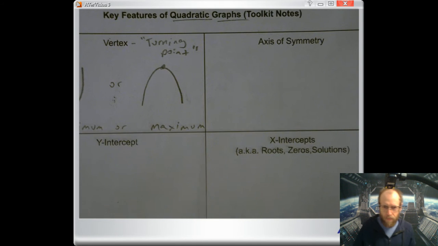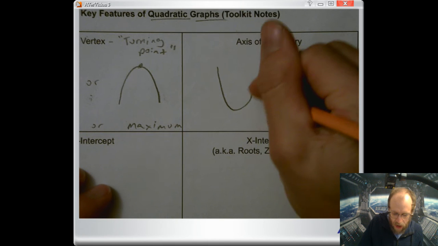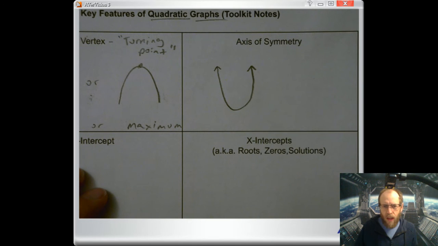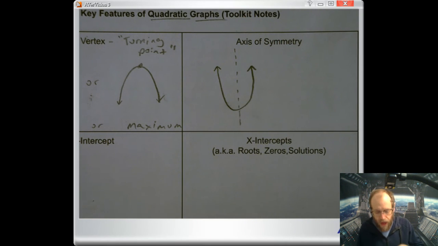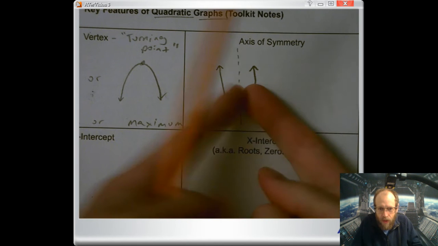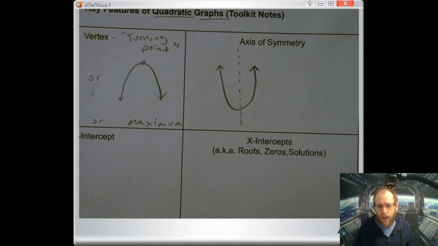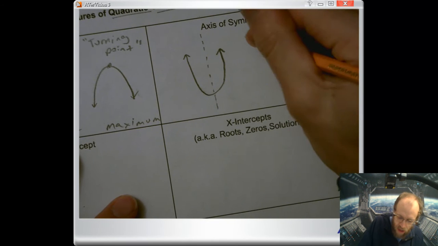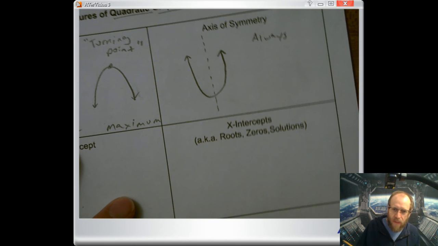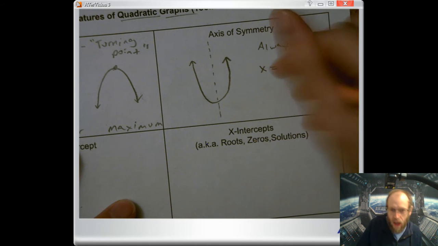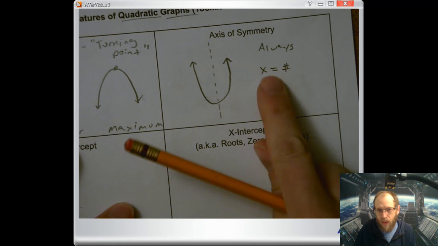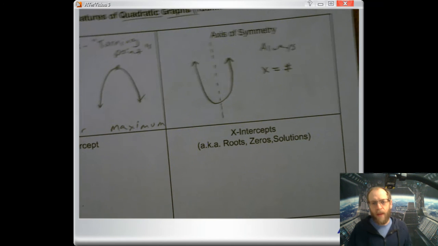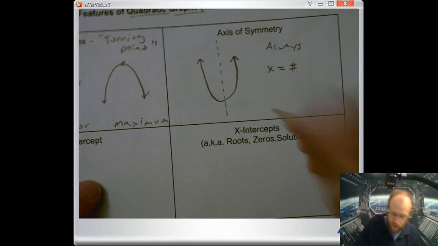The axis of symmetry. Every parabola is symmetric and always with a vertical line of symmetry. And so basically what you're drawing in is the line, so that if you folded this parabola in half, the two halves would match up. So that's a line of symmetry, an axis of symmetry. And because it's always a vertical line, it's always going to be x equals something. X equals some number, like x equals 7 or x equals -2, something like that. So it's a vertical line.